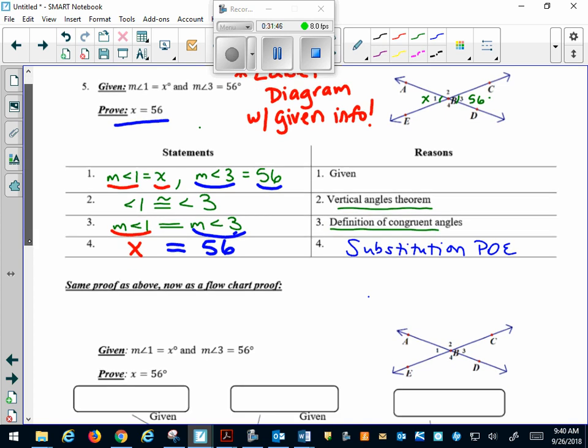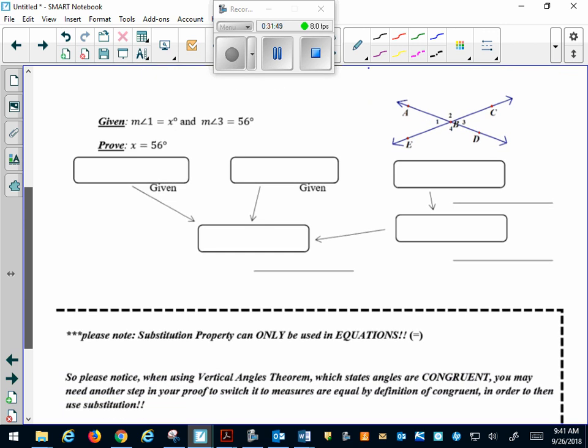Okay, let's do that same proof as a flowchart. You'll see kind of the difference in our process here. Okay, so the measure of angle 1 equals x, and the measure of angle 3 equals 56. We put those all in one step when we had a 2-column. When you have a flowchart, you want to separate them. They each get put into their own box. Measure of angle 1 equals x is one given. The measure of angle 3 equals 56 is another given. Because sometimes you need to use givens for separate reasons.